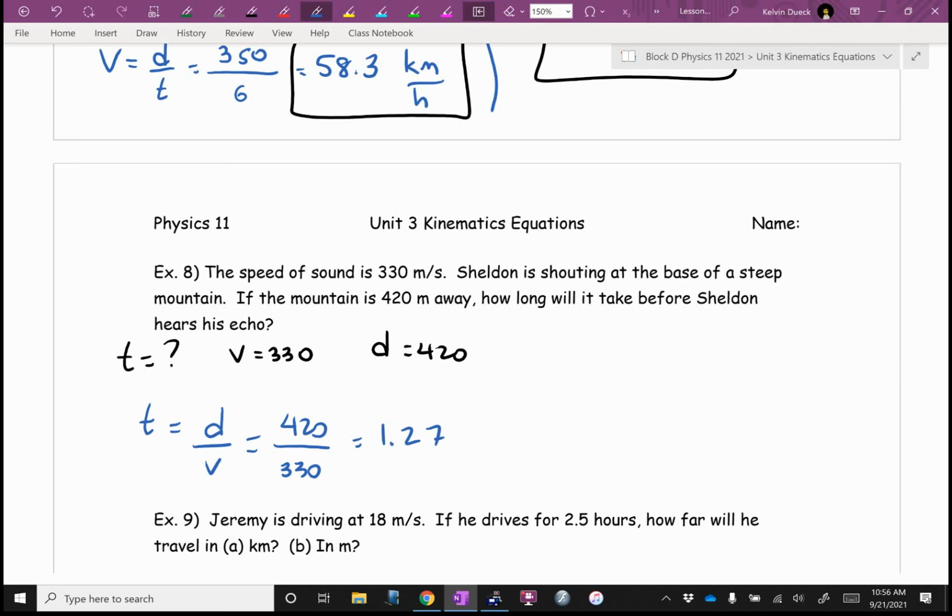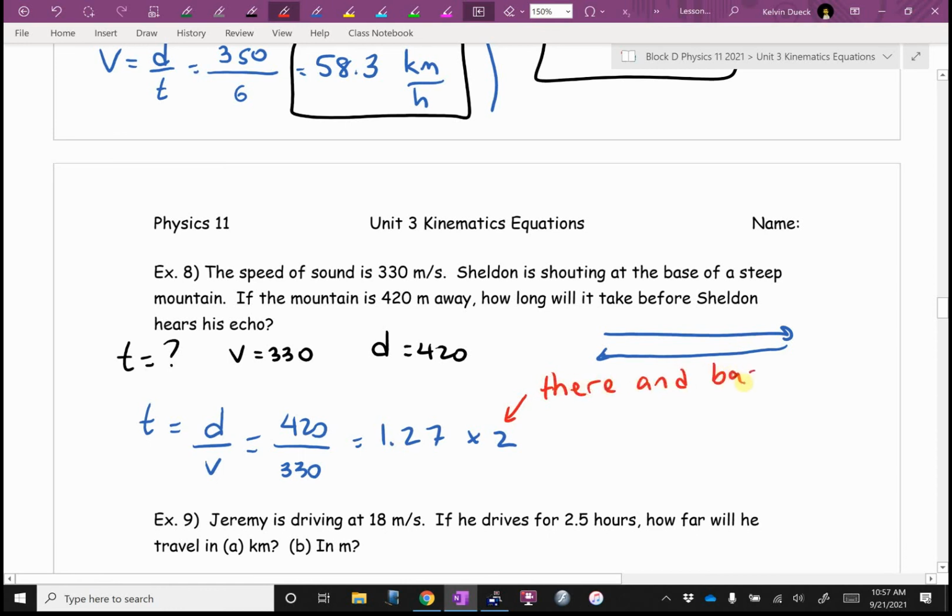If the mountain is 420 meters away, I won't hear it in 1.27 seconds. Why? Candy for you. Loud and proud. Echoes work by going there and back. So what's the real distance? Not 420. You could go 840, or I can take my answer and times it by 2. If you want to, you can make a little note: there and back.